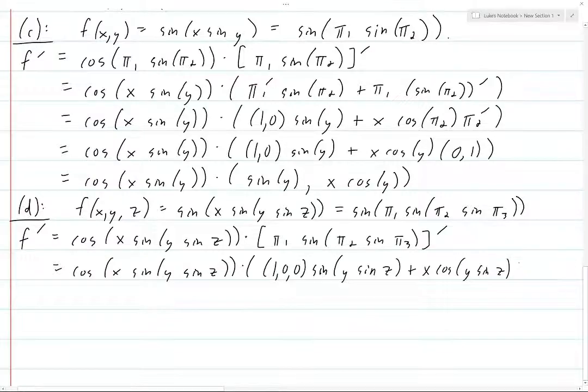And then we have to multiply by the derivative of the inside. So sine of pi 2 sine pi 3, we have to multiply by the derivative of the inside. So the derivative of pi 2 sine pi 3. So this thing gets a derivative. Then we have to close that parentheses. Thank God I was able to fit everything on one line. Not that it's really a big deal.